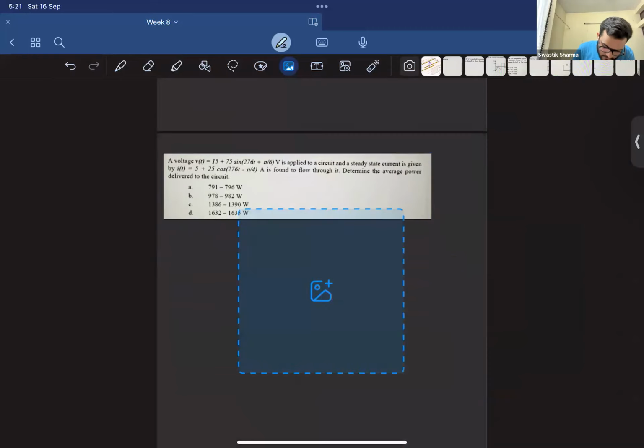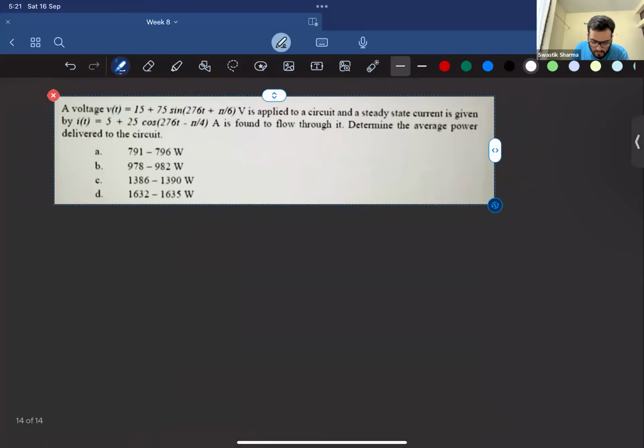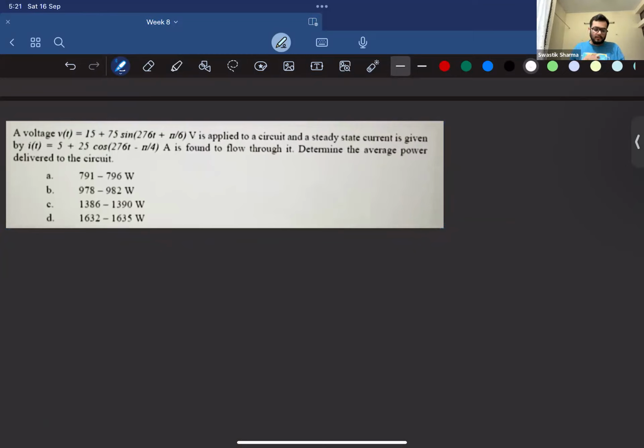Now let's solve this question. Feel free to solve it with me. If you have doubts, please let me know. So what we are given is a voltage applied to a circuit, and the steady state current is given by i(t), where both v(t) and i(t) consist of a DC component as well as an AC component, and it is found to flow through it, right? So determine the average power delivered to the circuit. We need to find the average power delivered to the circuit.